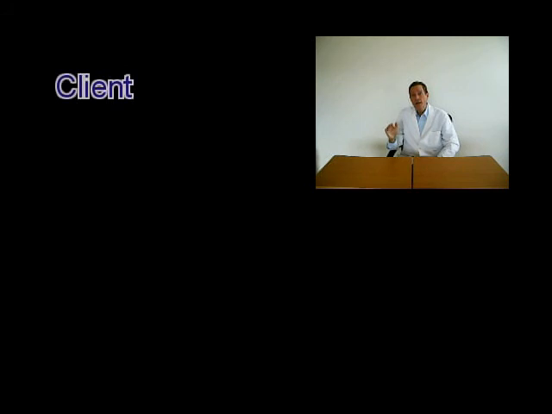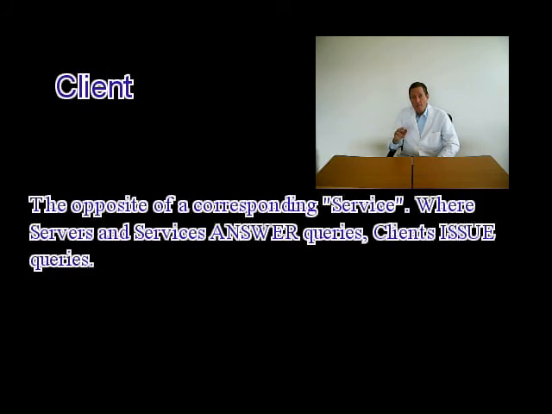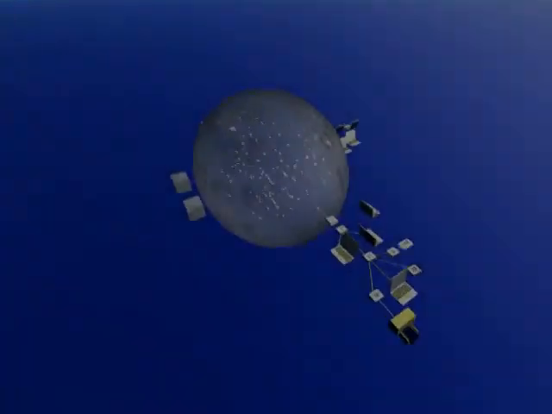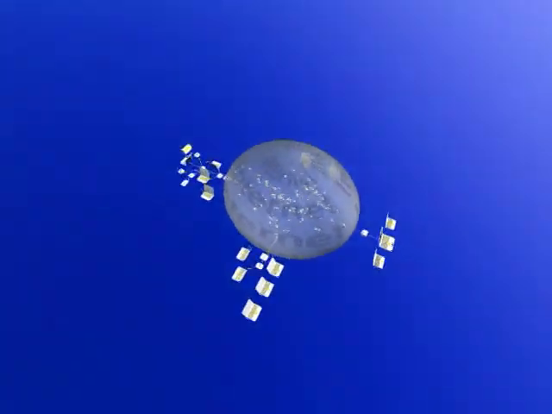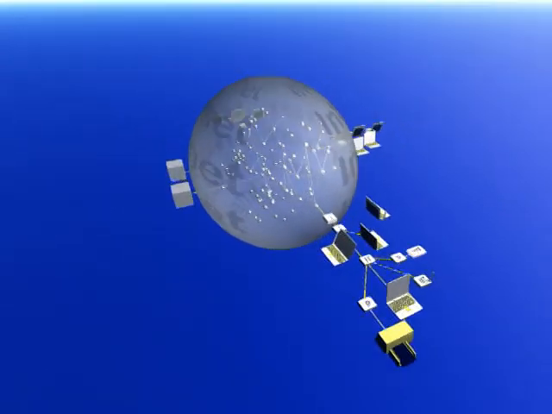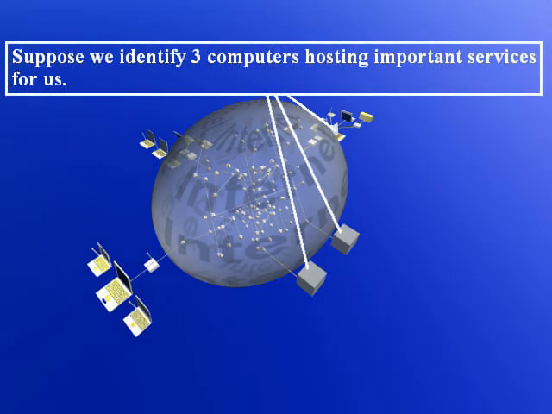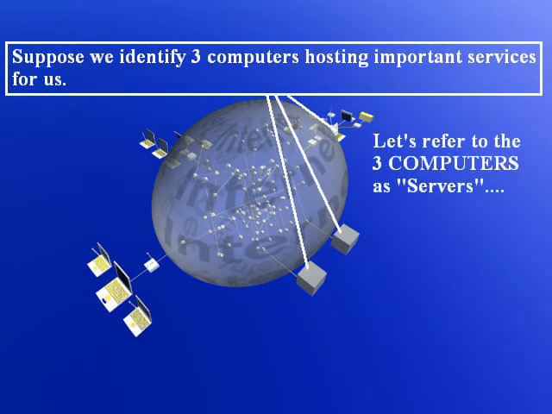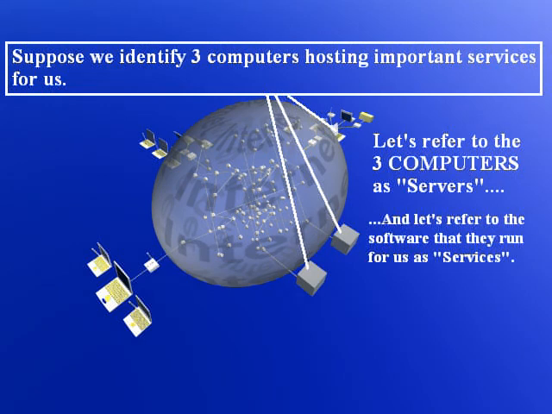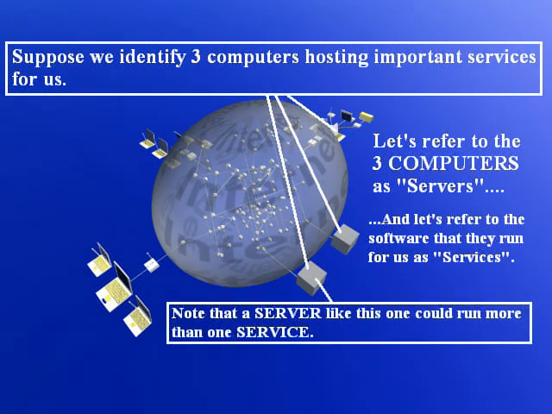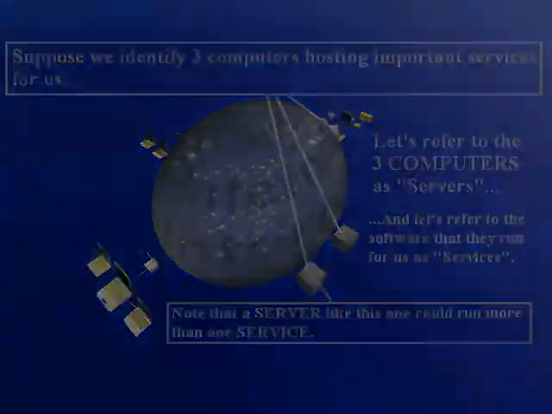Another definition, client. This is the opposite of a corresponding service, where services answer queries, clients issue queries. There's a bit of a confusing terminology with servers and services because Unix guys talk about servers as being processes running in the system, but it's easy to confuse that with a physical server machine, where you'd have three servers that are physical boxes as opposed to three services running in the system. So I'm going to try to say service when that's what I mean.